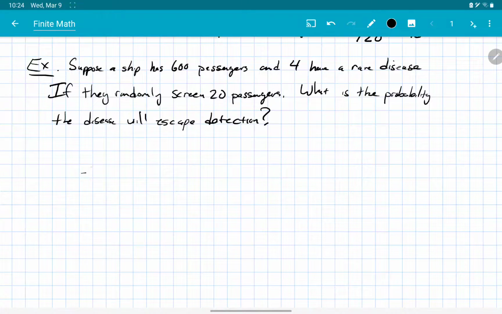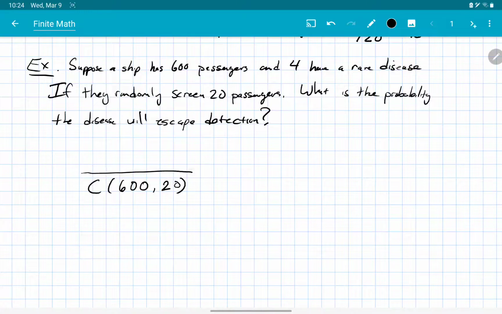Now, the total number of ways we can randomly screen 20 passengers is combination 600, 20. All right, that's the number of possible ways we could screen. Those are the possible number of ways we could randomly choose 20 people from 600.